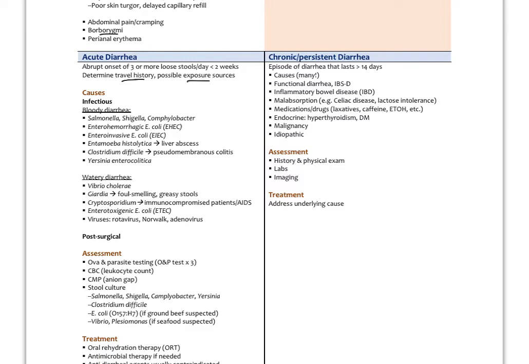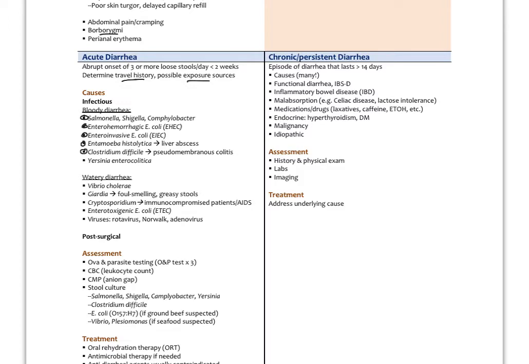So bloody diarrhea would be the classic Salmonella, Shigella, Campylobacter. These are bacteria. And enterohemorrhagic E. coli, as well as enteroinvasive E. coli. Entamoeba histolytica, which is a parasite. It's an amoeba, and that can create liver abscesses.